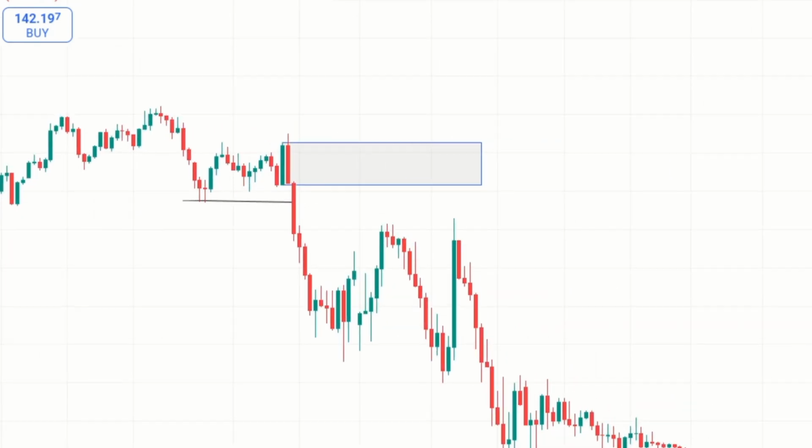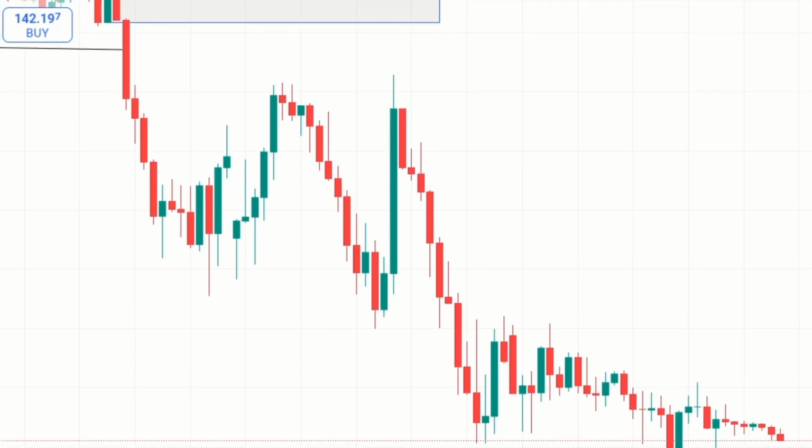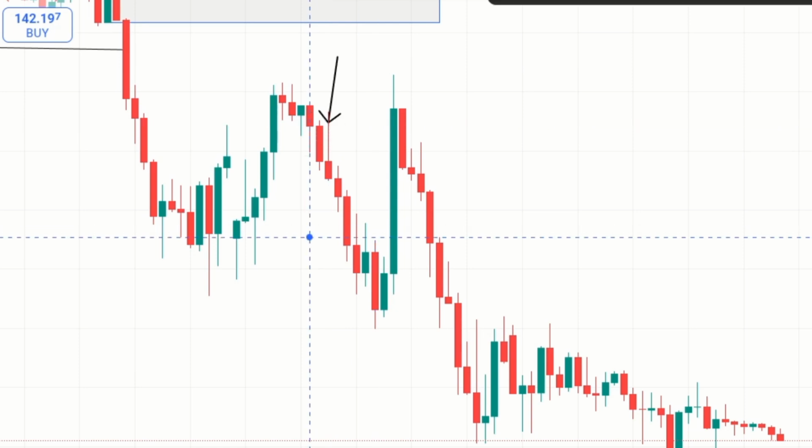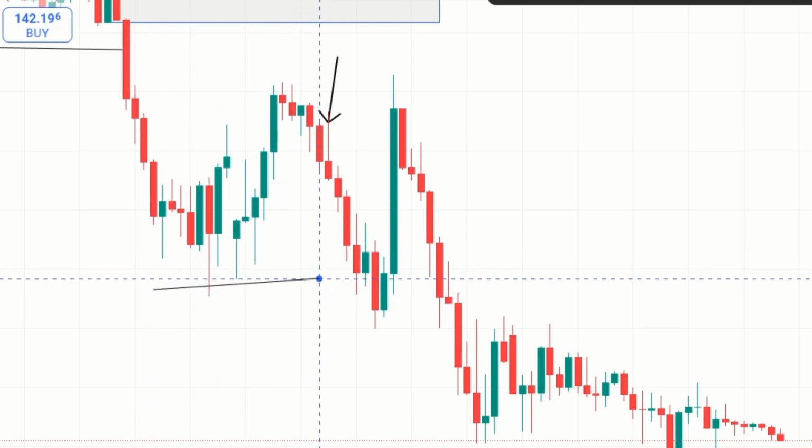Let's go to another one. You see right here, there was a move. There was a sudden bearish move, and that move led to the break of market structure right here.